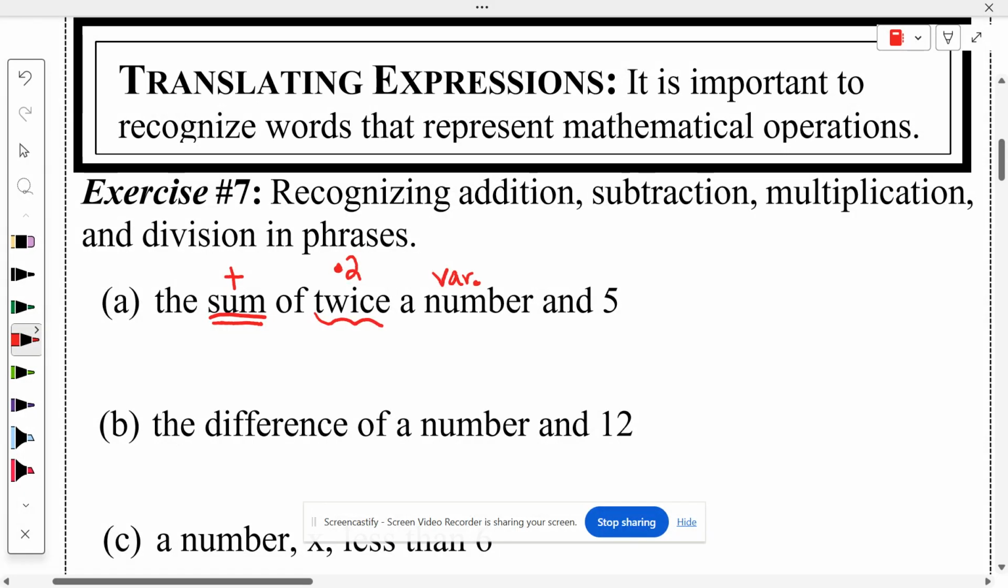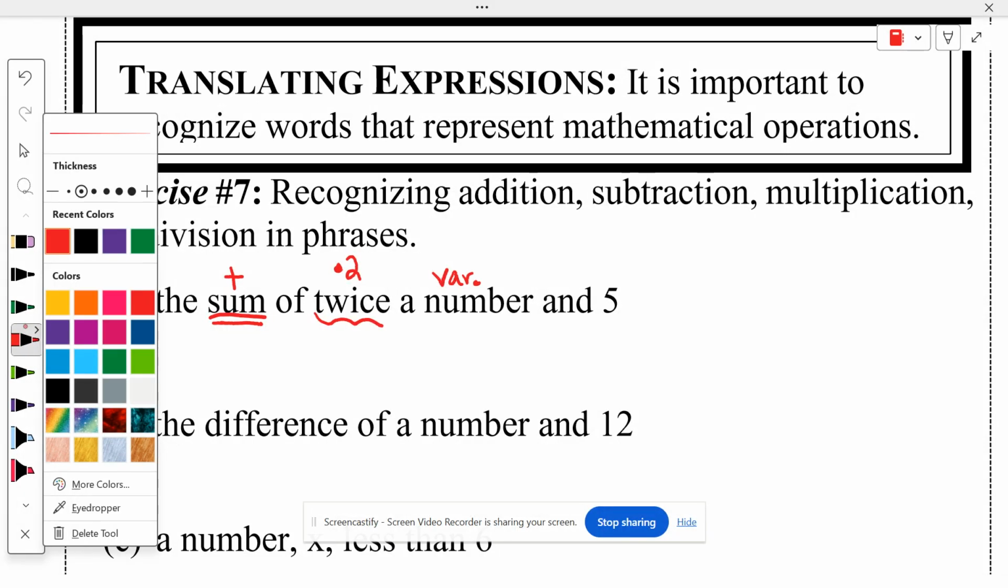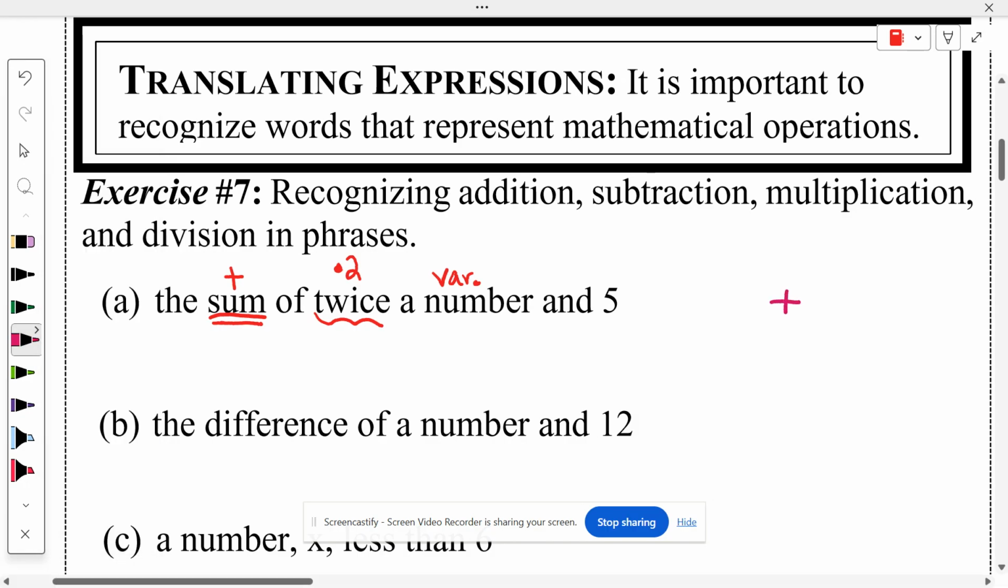So let's see, what are we doing? Well, we're going to add something together. It starts off with a sum. Well, what are we adding together? Well, we're adding together twice a number, 2 times some variable, and 5. Okay, that's what that looks like. Let's look at our next example.